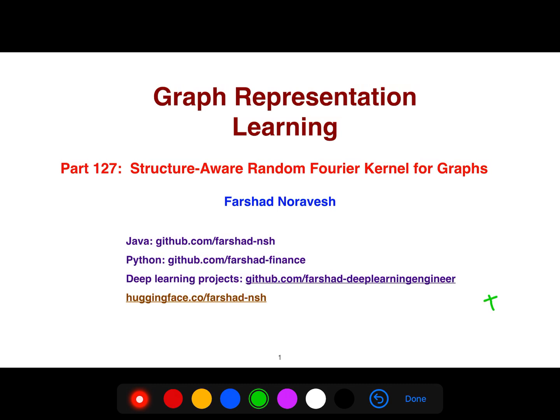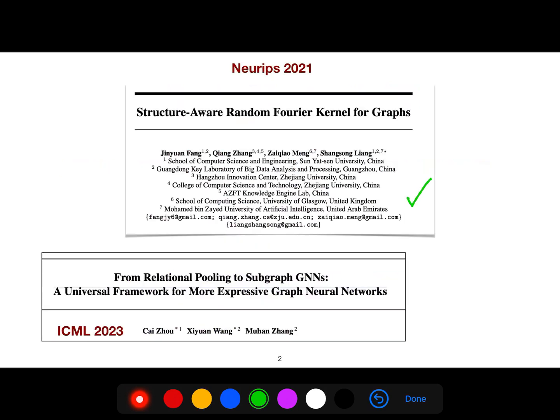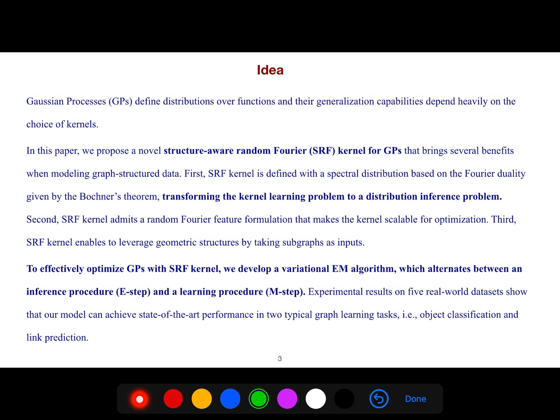Alright, so today I'm going to be explaining this important paper with the title Structure-Aware Random Fourier Kernel for Graphs, a NeurIPS paper from 2021. Gaussian processes. By the way, the generalization of Gaussian processes is neural processes, because you can also learn the mean and covariance. So we call it neural process. But here is the Gaussian process.